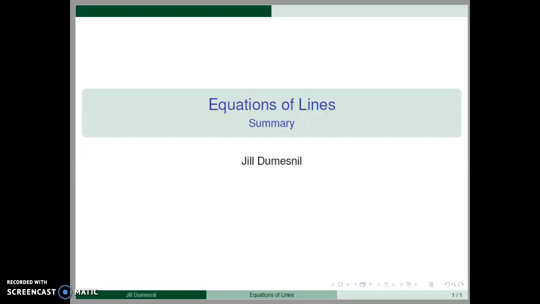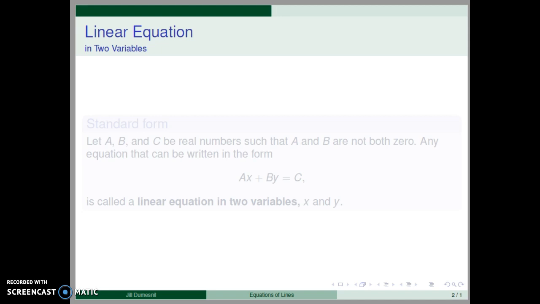This video provides a summary of equations of lines. We start with a review of the definition of a linear equation. In particular, we consider the standard form of a linear equation.